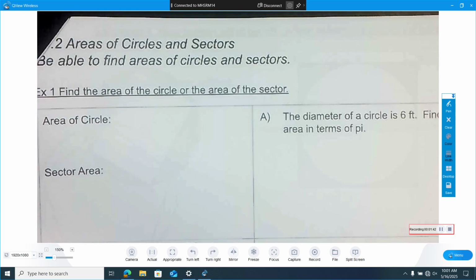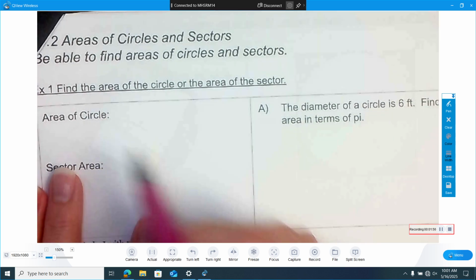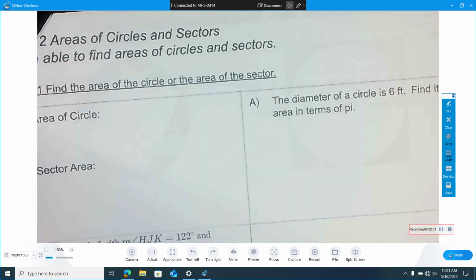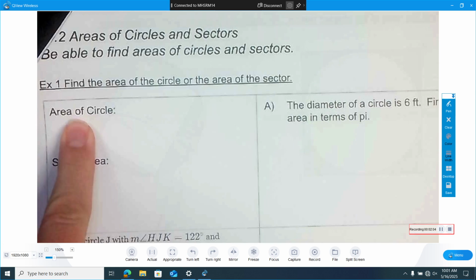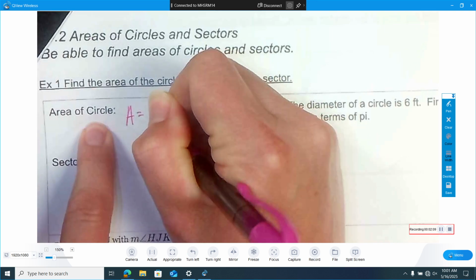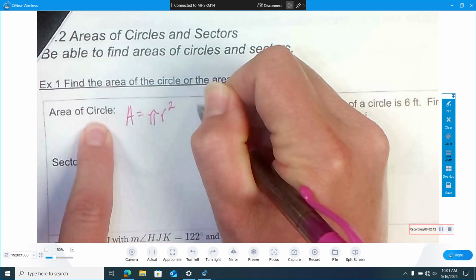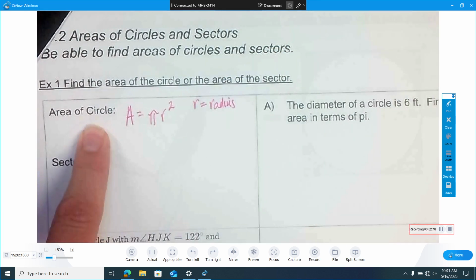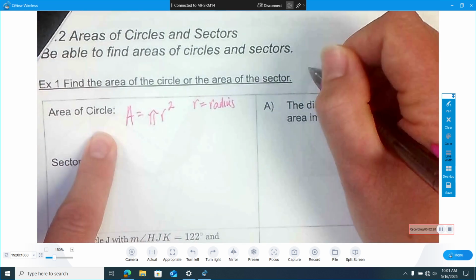Okay, so today we are talking about areas of circles and sectors, okay? And we have some area puzzles that we're looking at. So here we have example 1, find the area of the circle or area of the sector. So we have a couple of questions here. Area of a circle, we've already done area of a circle. What is the formula for area of a circle? Pi r squared. Very good. And what does r represent? Radius. Very good. Pi r squared.